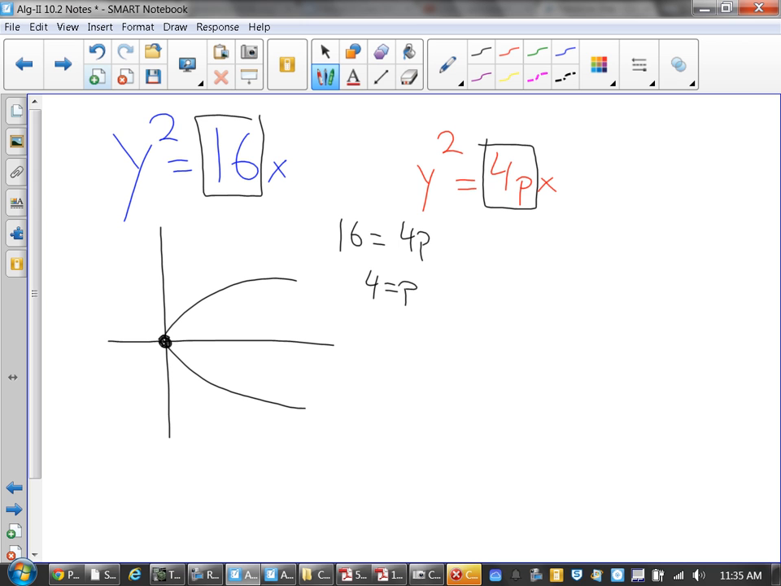It's to the right because it's positive. So there's my p value. My focus is at 4, 0. My vertex is at 0, 0. Where's my directrix? What equals negative? X. X equals negative 4.